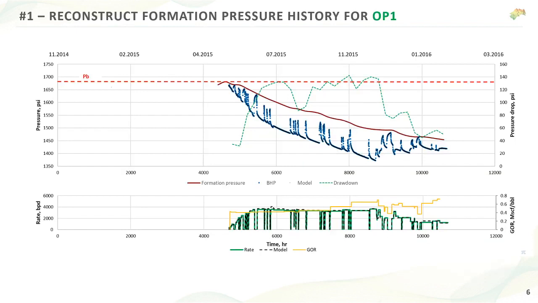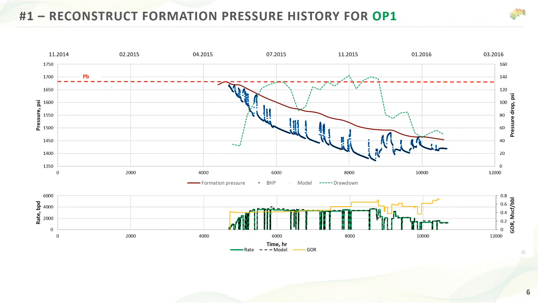Let's go to the results. I don't want to go deep into the procedure because it would be a topic for a completely another webinar. But now let's just look through the cases and see what we can actually get from this technology. First of all, we reconstructed the formation pressure history for this oil producer number 1. You can see that the pressure has been declining. Of course, it's declining because it's a naturally depleted reservoir.